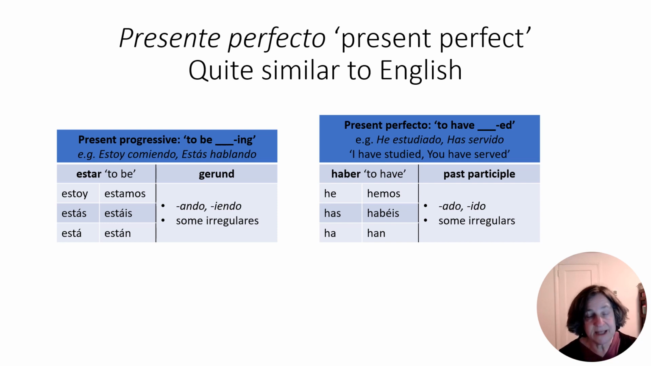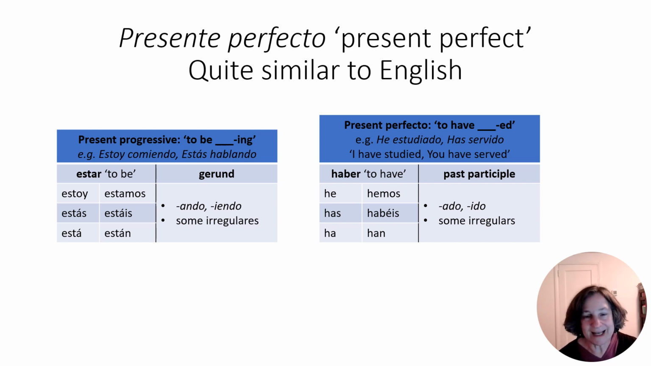So just as that is neatly parallel to English, so too the presente perfecto is neatly parallel to the present perfect in English. When we say I have studied or you have served, we're combining some form of the verb to have with a past participle form, which is the official name. In English that would be studied or served.